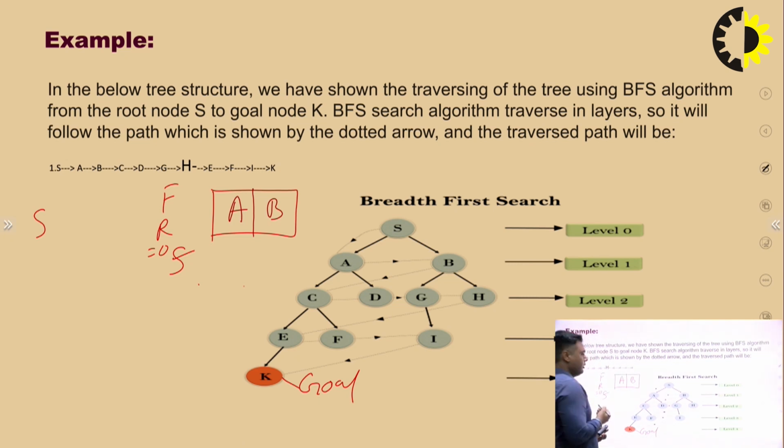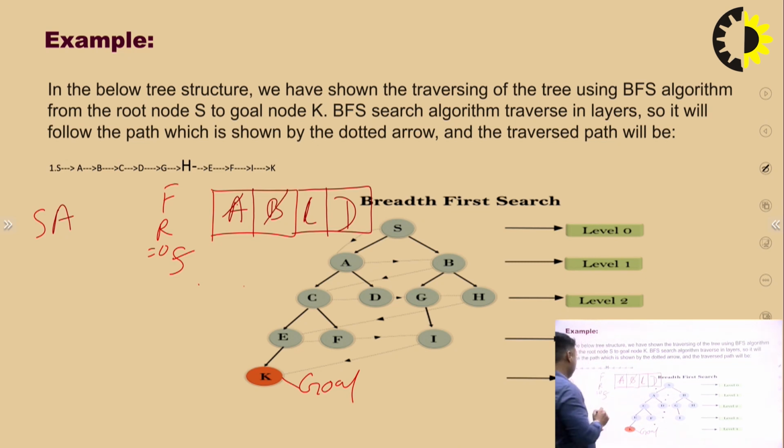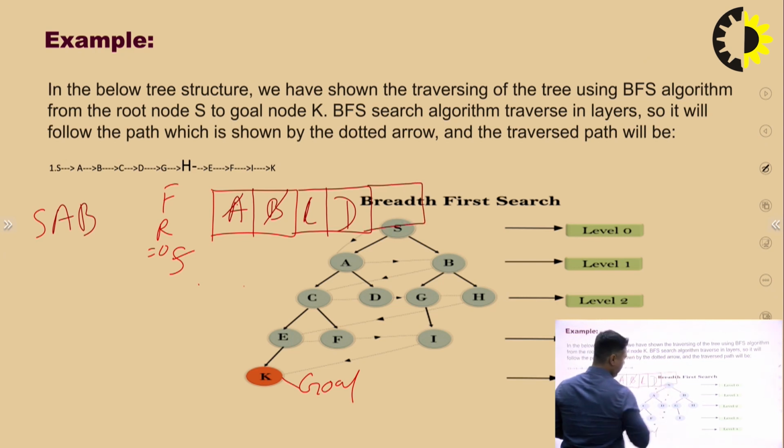Then first pop A, and A is traversed. Is A the goal node? No. Then searching continues and I check the adjacent nodes of A, which are C and D. Next value is B. B is traversed. Is B my goal node? No. Then I put the adjacent nodes of B, G and H.